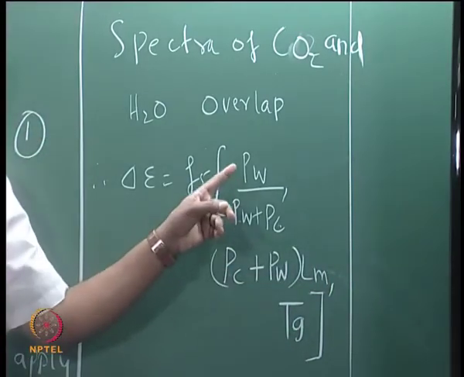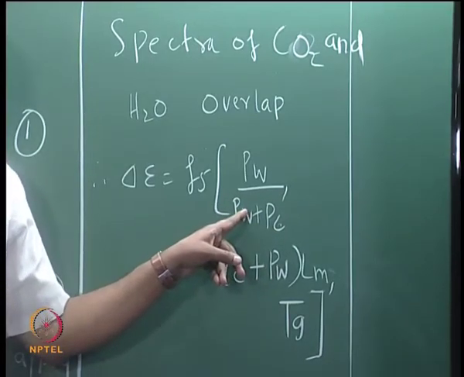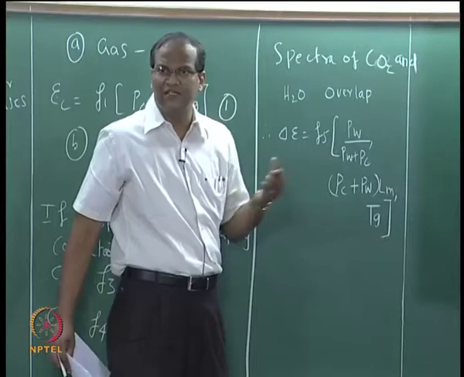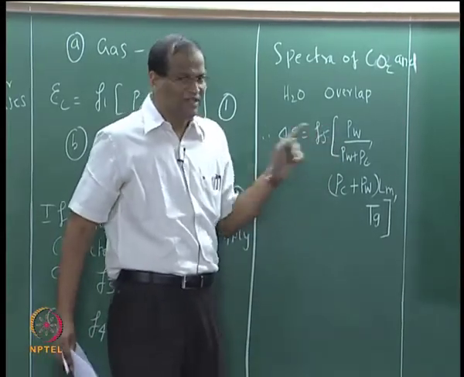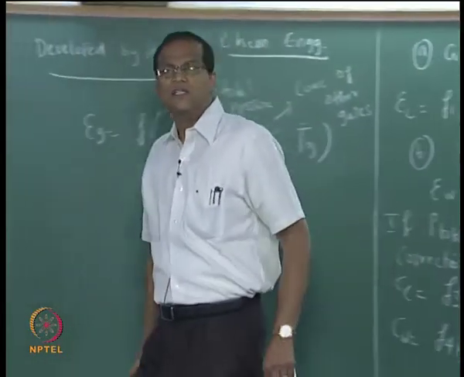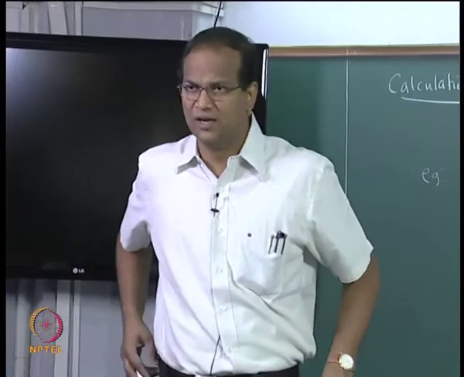Do not assume that Pw plus Pc must be equal to P total. You can also have nitrogen and other inert gases in the gas mixture. Now it is available only for 3 temperatures. Suppose I give you a temperature which is in between, so you have to take 2 charts and do a linear interpolation. Are you getting the point?